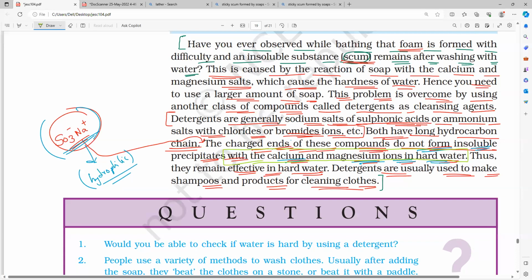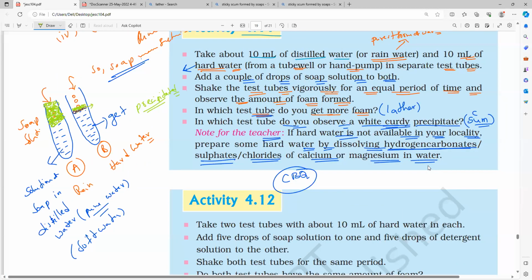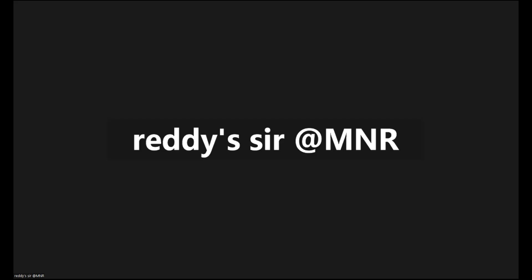So they will be precipitated because of the salts present, the salts of calcium and magnesium. So that is why it will give you less foam or it will form the scum. Sir, what is our observation and conclusions? With this, I will finish it. So write the equations also.